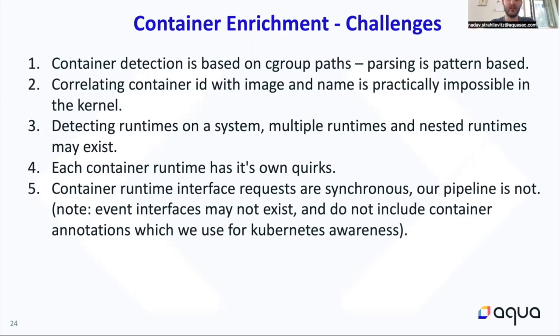And I've listed the challenges related to that. But I'd like to discuss the last challenge in particular. That is requesting info from container runtime is synchronous, but our pipeline cannot be synchronous. Of course, some of you may know that container runtimes also export an event interface, but that interface alone is sadly not sufficient for us, since it doesn't include the container's Kubernetes data injected into annotations by kubelet.